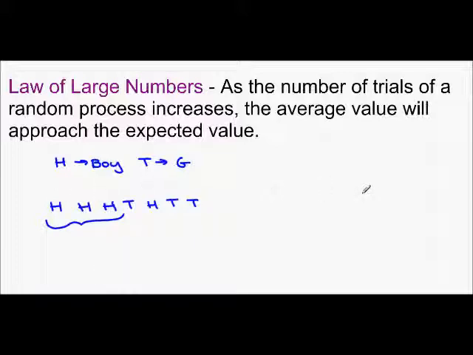But if I flipped my coin like 100 times, not that I would have 100 children, but if I flipped the coin 100 times, I would expect to see about 50 heads and about 50 tails. So the more trials you do, the more times I'm flipping that coin, the more even and the more realistic the outcome is going to be. So it approaches what it really is supposed to be.